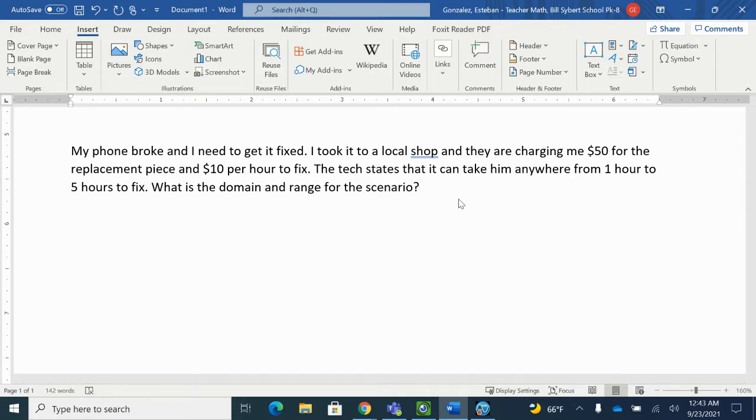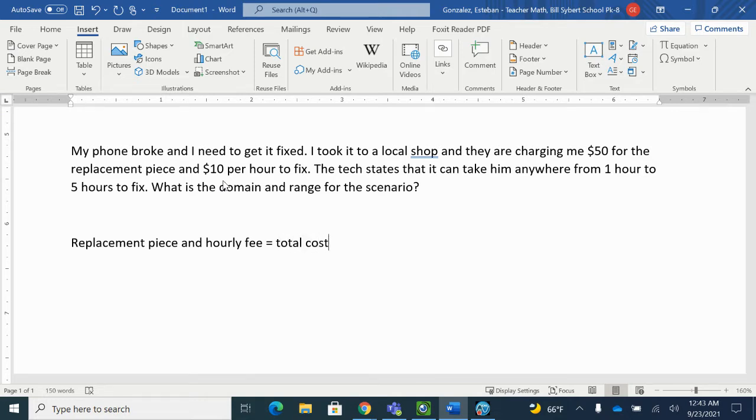So what happened here? I broke my phone. I took it to the shop, and again, notice how we're talking about money. So chances are I'm going to have an equation based on money. What is it that we're doing here? Well, it says I'm being charged $50 for the replacement piece, so I know I have to take care of my replacement piece, and I'm getting charged my hourly fee. And I know that that is going to give me my total cost, right?